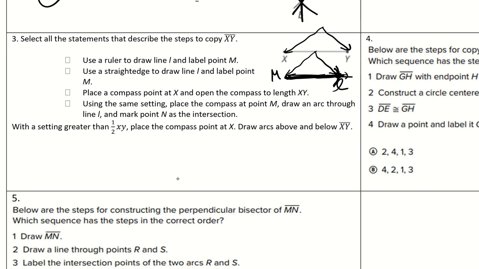So use a straight edge to draw line L and then label one of the points, whatever you want to call it, in this case M. Place a compass point at X and open the compass to length XY. That's what we were saying here, keep that width. Using the same setting, place the compass at point M. Yep, the same setting there. Draw an arc through line L and mark point N as an intersection. There you go. With a setting greater than 1/2 XY, place a compass point at X. No, that's not correct. And it doesn't have to be a ruler. It can be any straight edge.